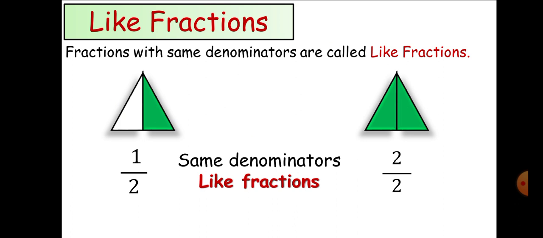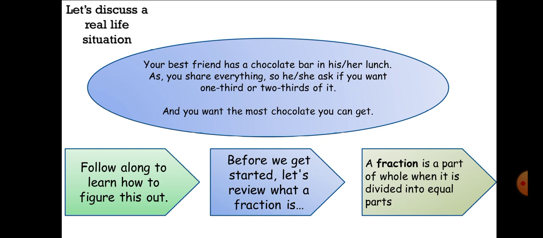The equal denominators mean these are like fractions. So in our figure, a triangle has two equal parts, and one of them shaded red means 1 over 2. For the triangle with both parts shaded, it means 2 over 2. If you look at the denominators, they are the same, which means they are like fractions.